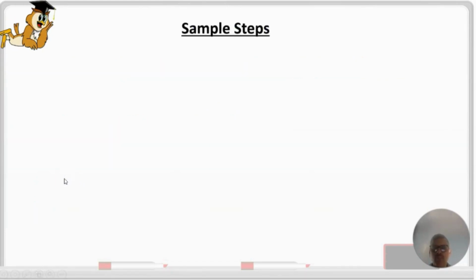So let's list out the sample steps we would go through in coming up with a good linear regression model. The first thing to do, of course, is to gather adequate training data, right? Gather adequate training data.